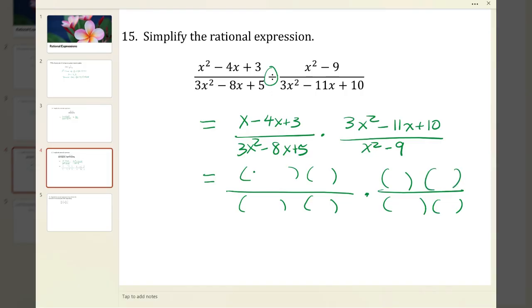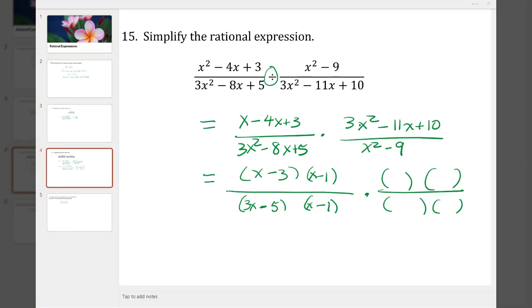So the numerator factors into x minus 3 times x minus 1. Now the denominator, that one's going to take a little bit more work. It's 3x squared, so 3x and x. Now you need a plus 5 and a minus 8. So the only way to get that is a minus 5 here and a minus 1. That will give you a minus 8. You can always multiply back out to check your answers.